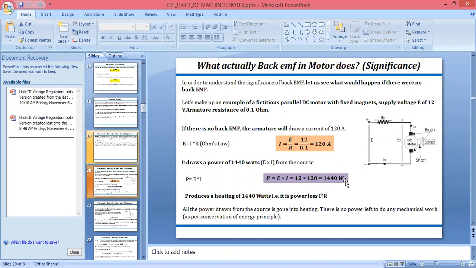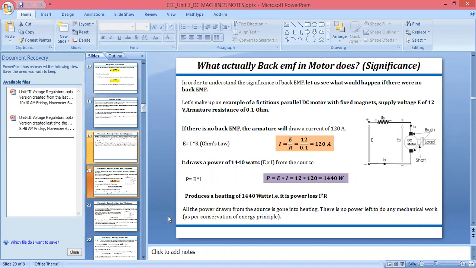So if we are giving the power supply of 12 volt to the DC motor, at that time it will generate power that will be lost in the form of heat, and here heat will be generated that will leave no power to do mechanical work. So here we will need the back EMF just because of this reason. Because if there is no back EMF, we will not get any amount of power to do mechanical work. So this is the significance of the back EMF.